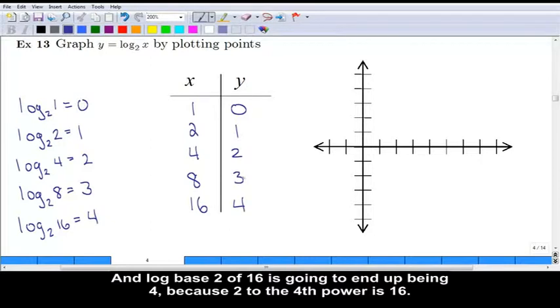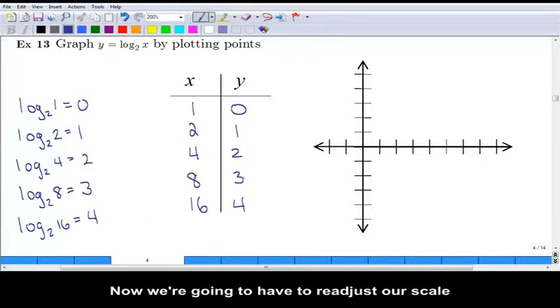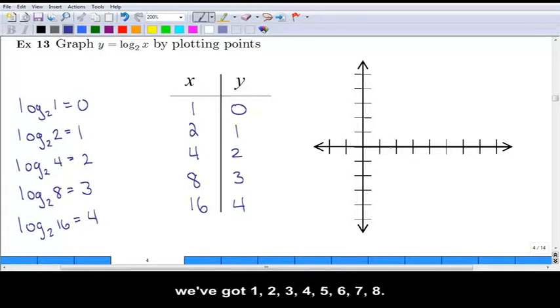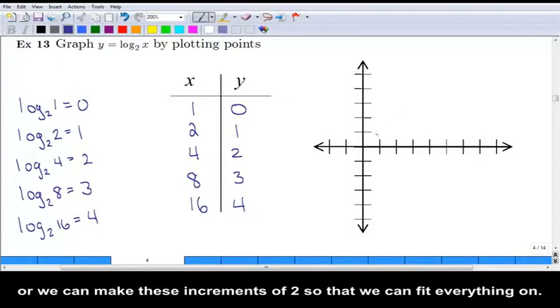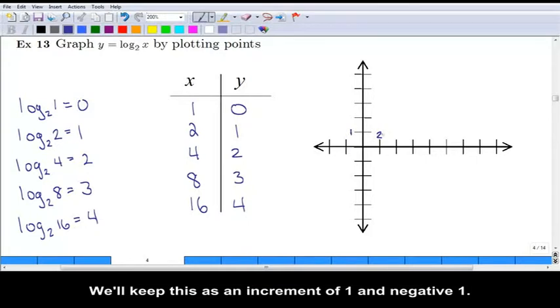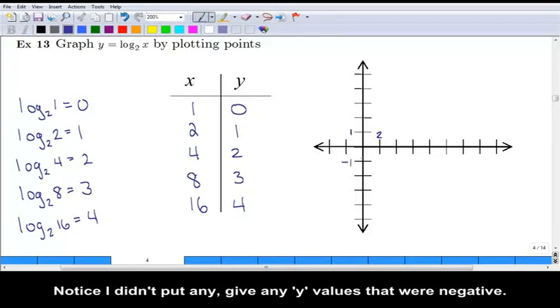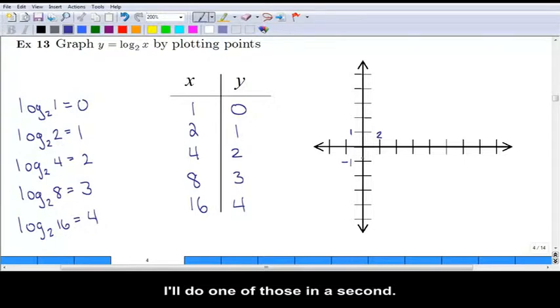Now, we're going to have to readjust our scale if we want to make sure to fit all of these on here. So if we look at our scale here on our x values, we've got 1, 2, 3, 4, 5, 6, 7, 8. So we could just do the first 4, or we can make these increments of 2 so that we can fit everything on. We'll keep this as an increment of 1 and negative 1. Notice I didn't give any y values that were negative. I'll do one of those in a second.